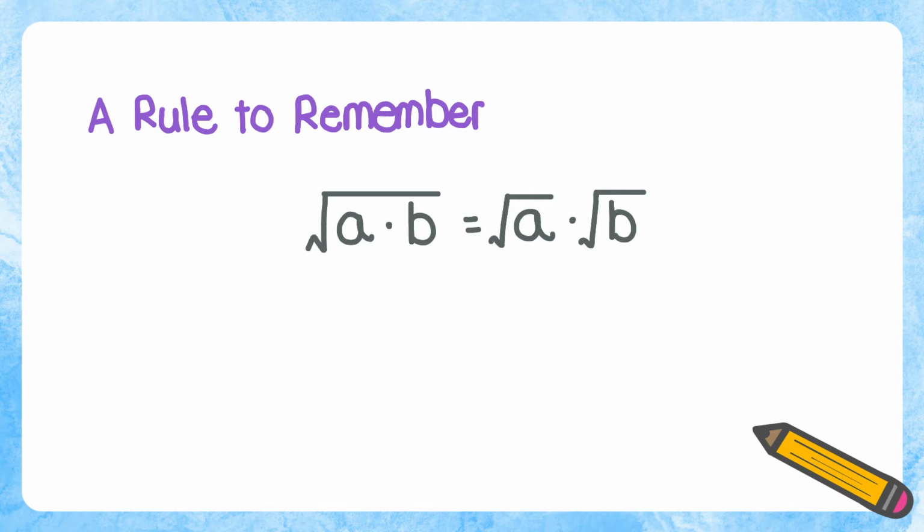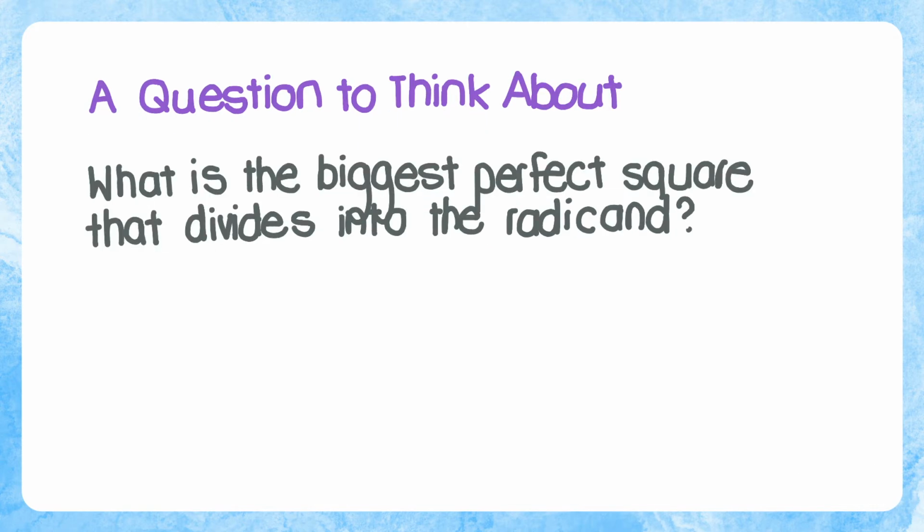And here's a rule to remember for these upcoming examples. Let's say you have the square root of a times b. That's equal to the square root of a times the square root of b. So these are equal expressions. And the question to think about when simplifying radicals is the following. What is the biggest perfect square that divides into the radicand?